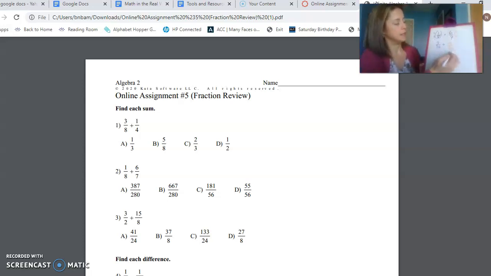Now that the denominator is the same, we can go ahead and add these together. Remember, when adding or subtracting, the bottom number is going to stay the same. So our final answer is going to have 56 on the bottom. And then the top, we just have to add these numbers together. So 7 plus 48 is 55. Okay. So if you look at the actual assignment, you just have to find which of those has 55 over 56 as your answer, A, B, C, or D.